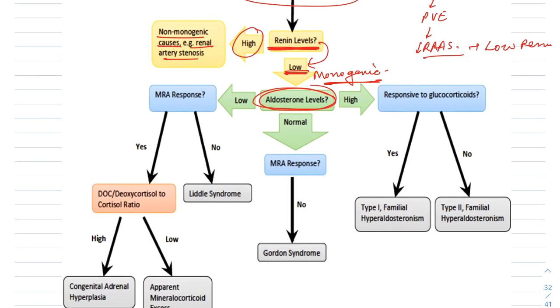For checking the aldosterone levels, it can be low, it can be normal, it can be high. Okay, so the aldosterone levels are usually low if there is either congenital adrenal hyperplasia or apparent mineralocorticoid excess, and they're high if there is familial hyperaldosteronism, that may be glucocorticoid remediable or glucocorticoid resistance.